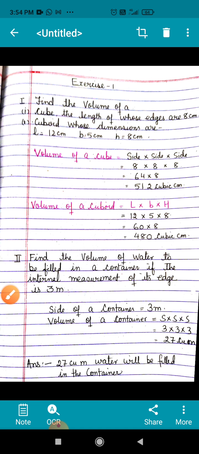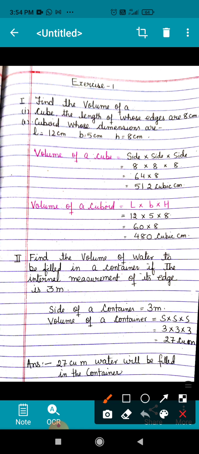Similarly, we can calculate the volume of a cuboid. Here, length is 12 centimeter, breadth is 5 centimeter, and height is 8 centimeter. So we use the formula length into breadth into height. Substitute the values: length is 12, breadth is 5 and height is 8. Now calculate it. 12 5s are 60, 60 8s are 480 cubic centimeter.